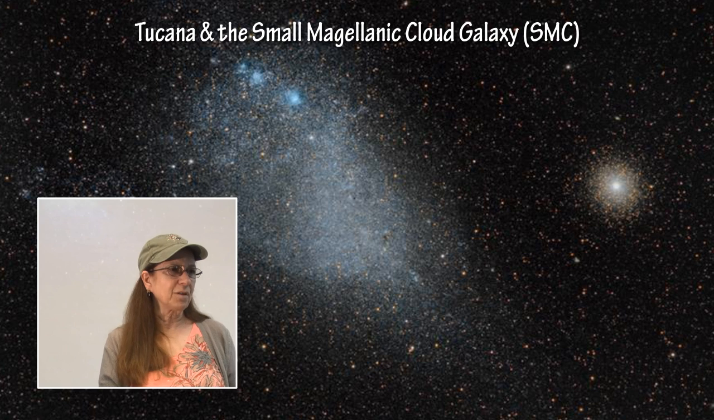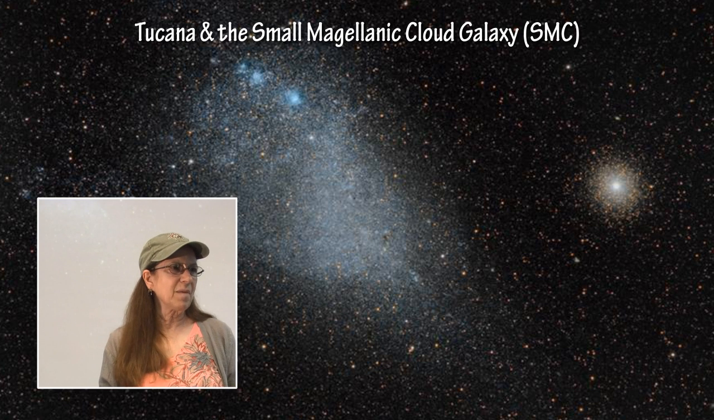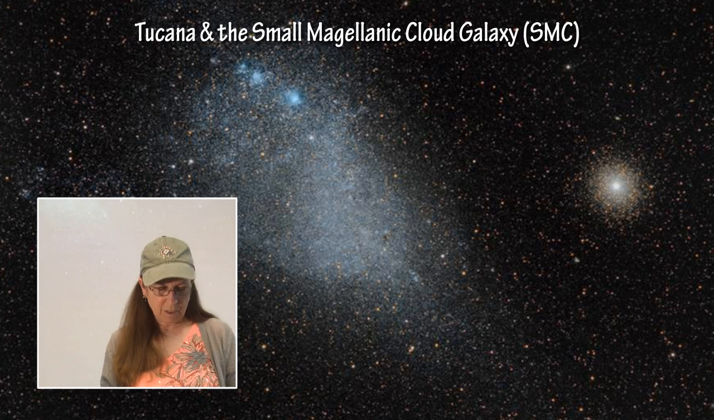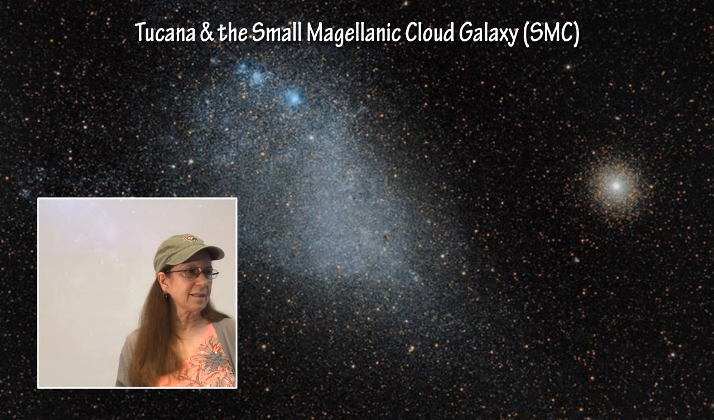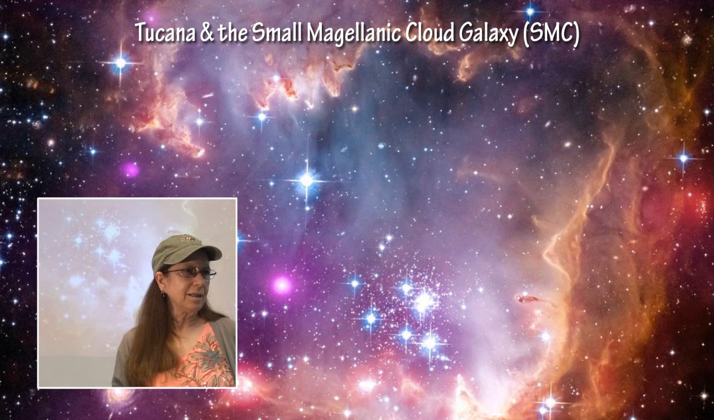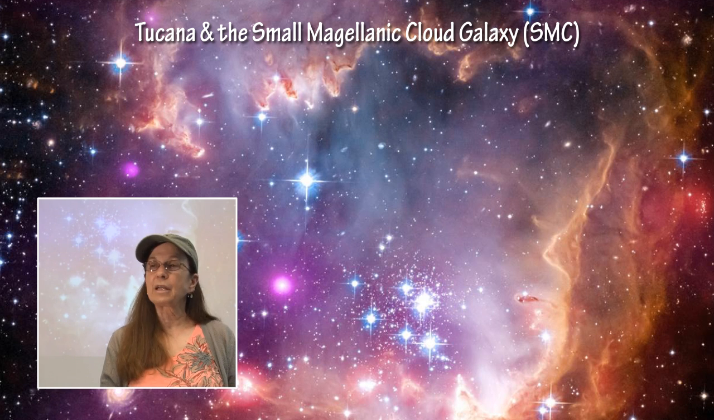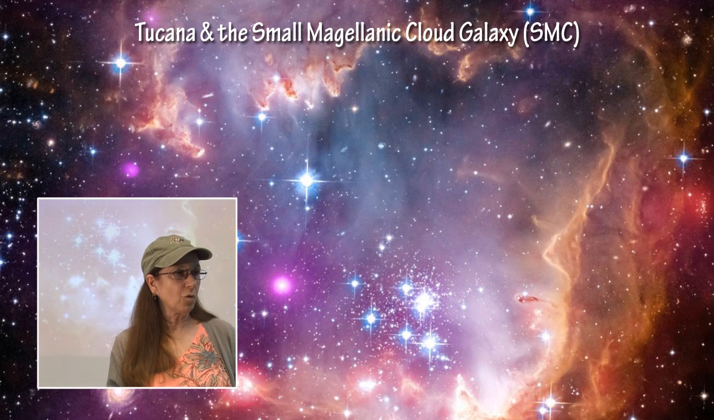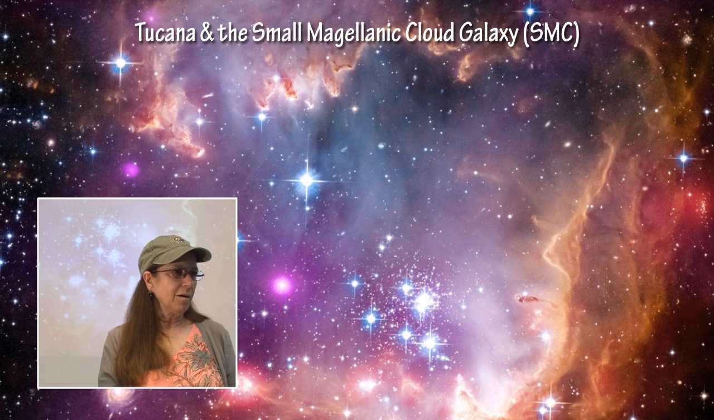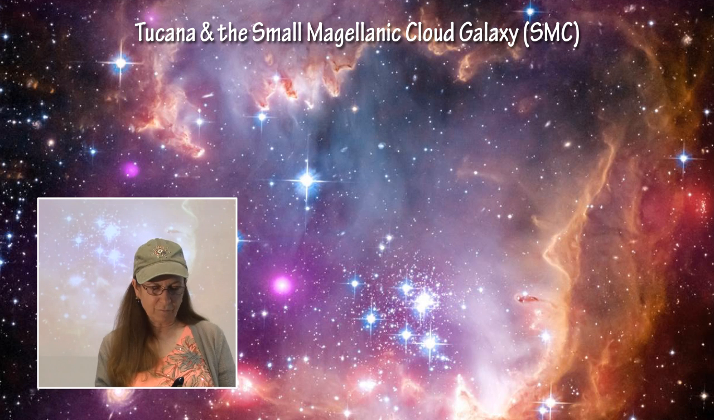That big clump on the right-hand side, that's 47 Tucanae, which is the most massive globular cluster associated with the Milky Way Galaxy. And if you look inside one of those star formation regions in the Small Magellanic Cloud, you will see other regions very identical to the ones that we've seen already. You see stars, you see pillars of gas and dust, where all of this material has been evaporated away by the forming stars.